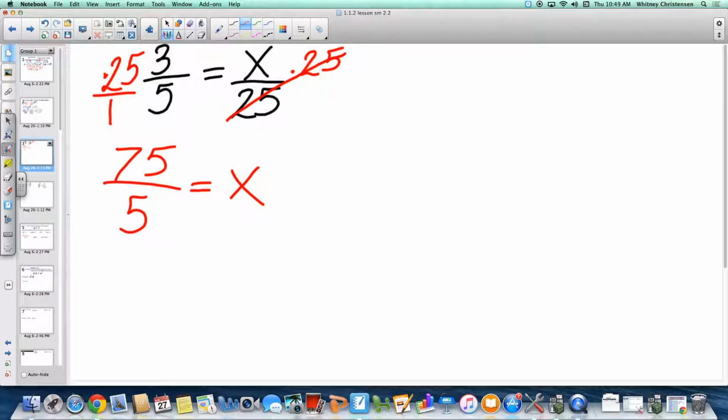75 divided by 5. 15 is equal to X. X is equal to 15. Same thing. And we're done.